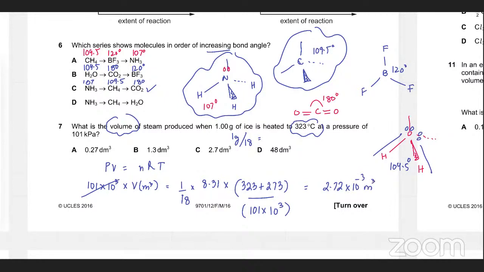Okay, so how do you convert meter cube to dm cube? You multiply by 1000. And that would give you in dm cube, 2.7 dm cube. Right, absolutely correct. So remember the conversion as well: cm cube to dm cube to meter cube. This is divided by 1,000, and this one is also divided by 1,000. If you want to go back, it's going to be multiplied by 1,000. So it's going to be C.